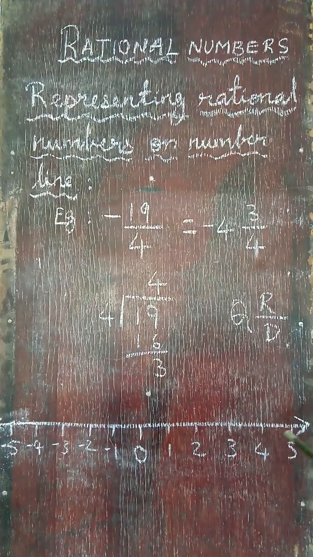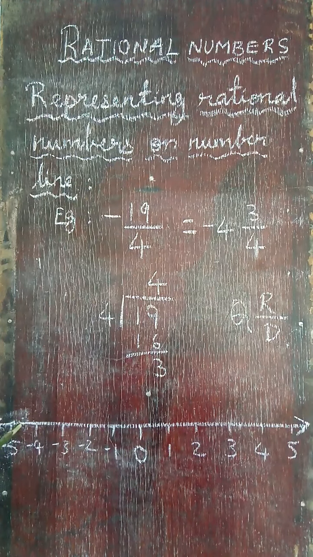Now 4.5, if it is a positive number, we would mark between 4 and 5, somewhere here. If it is a negative number, we mark somewhere here, between minus 4 and minus 5. Some students by mistake mark it here. We should not mark it there, but somewhere here.